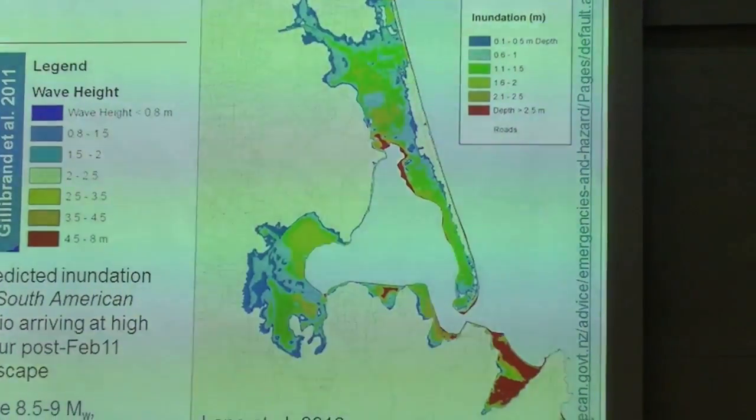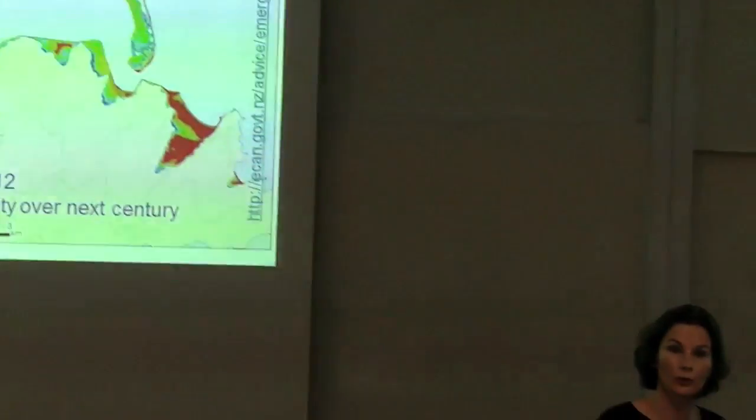So this is an existing hazard, and this was a hazard before the earthquakes, just like flooding in the northern part of the estuary was a hazard before the earthquakes. And this is a hazard which, with sea level rise, we can expect to become worse.